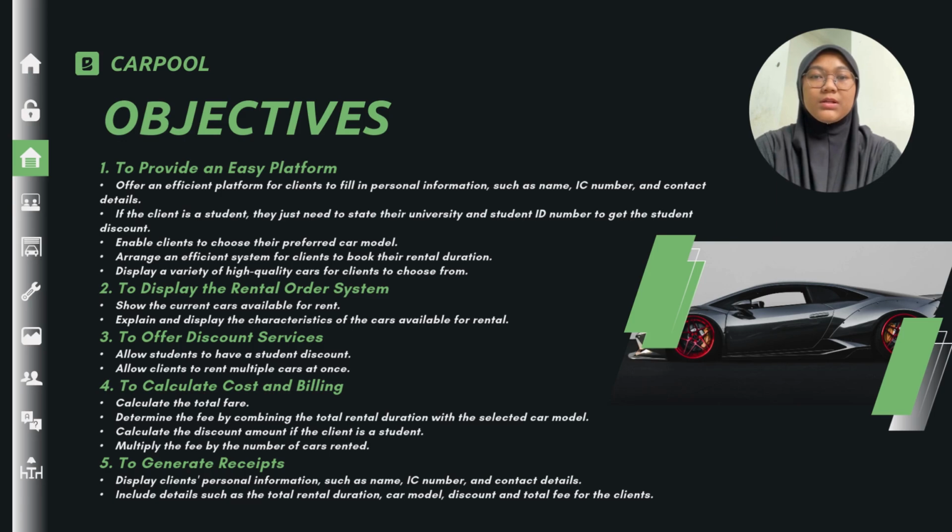Number 4 is to calculate cost and billing. Calculate the total fare. Determine the fee by combining the total rental duration with the selected car model. Calculate the discount amount if the client is a student. Multiply the fee by the number of cars rented. And lastly, number 5 is to generate receipts. Display clients' personal information such as name, IC number, and contact details. Include details such as the total rental duration, car model, discount, and total fee for the clients.